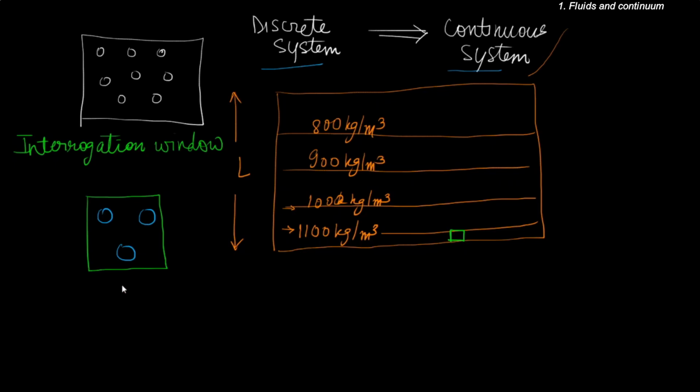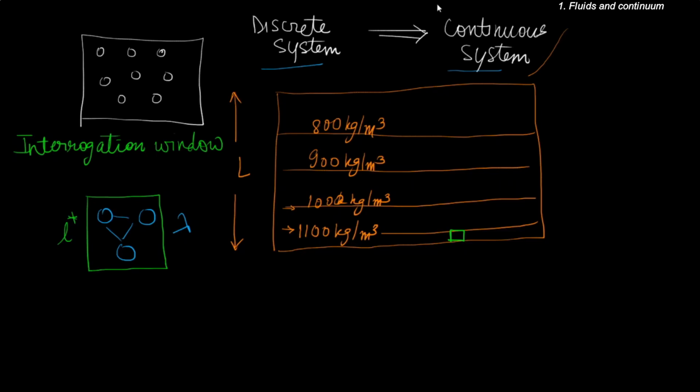Suppose I have three particles, and the distance between the particles I call lambda, so this is like the average distance between the molecules. And the interrogation window size, suppose I call it L star. So L star is not much different than lambda. L star is maybe slightly larger than lambda.